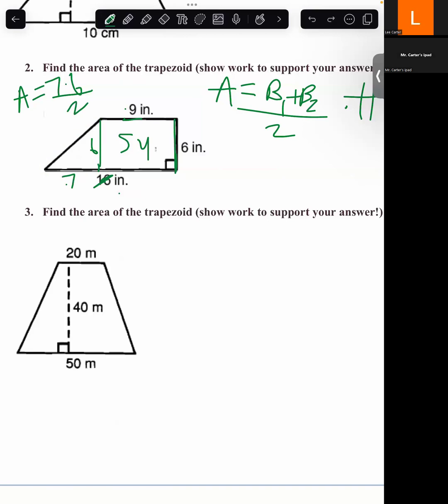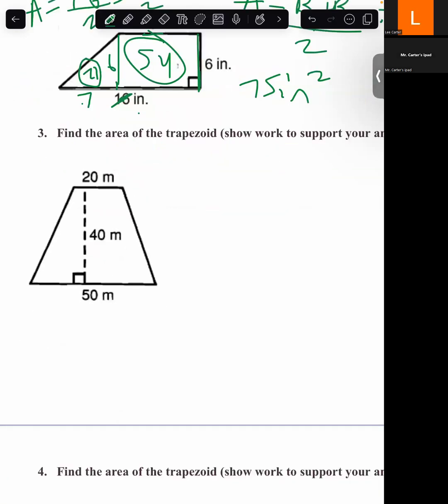So 7 times 6 is 42, divided by 2 is 21. So we get 21 plus 54, which is 75 square inches. You could do it the other way. If you average 9 and 16, you get 12 and a half. Then 12 and a half times 6 gives you 75.